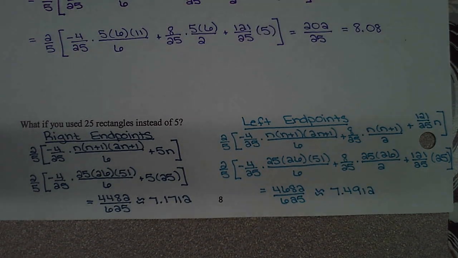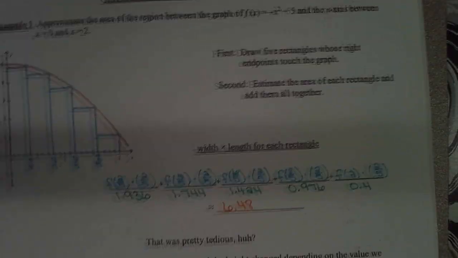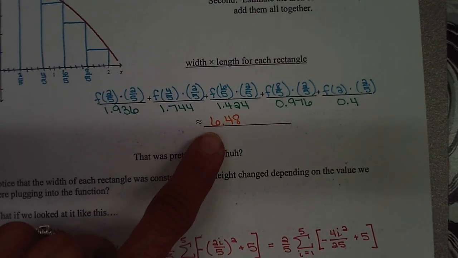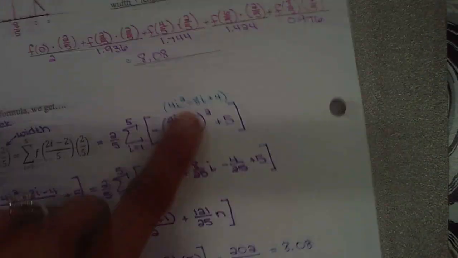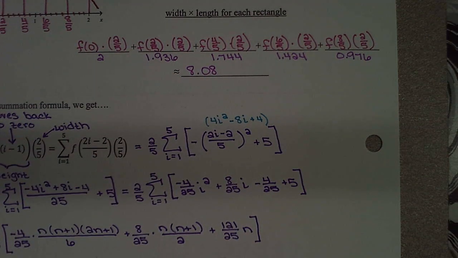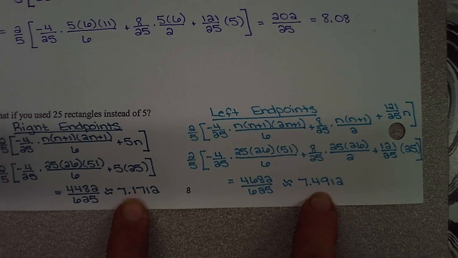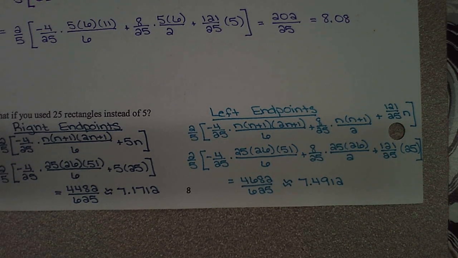7.4912. And now if you look, when we did it with just 5 rectangles, we knew that the area was going to be somewhere between 6.48 and 8.08. Now that we've added more rectangles, we know that the actual area is somewhere between 7.17 and 7.49. So you can see as we start adding more rectangles, our actual area is getting closer and closer to what it really should be.